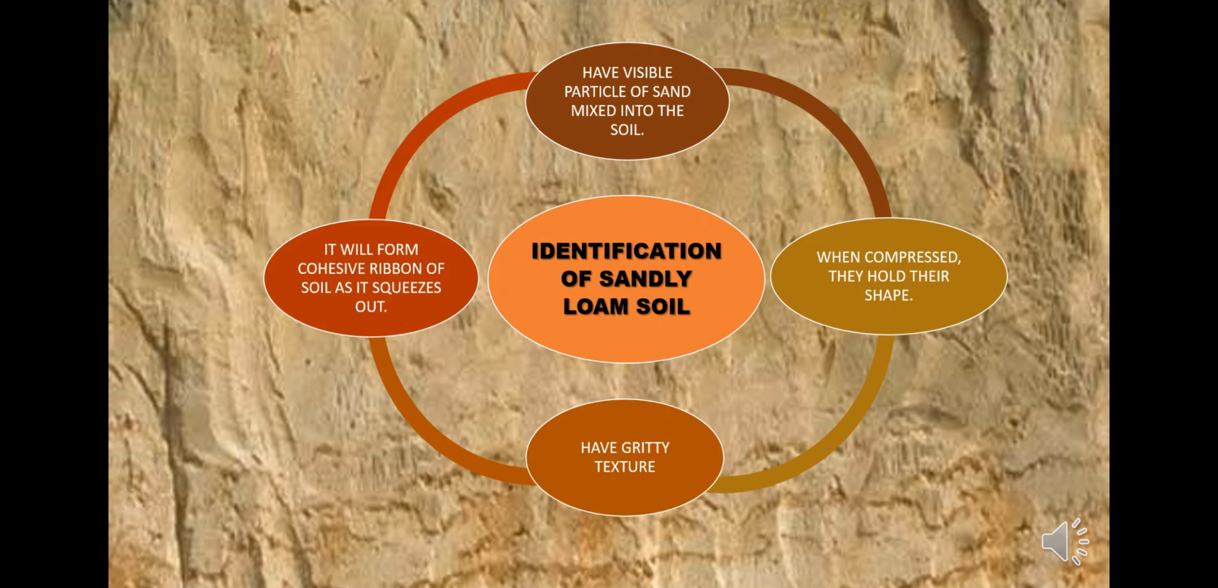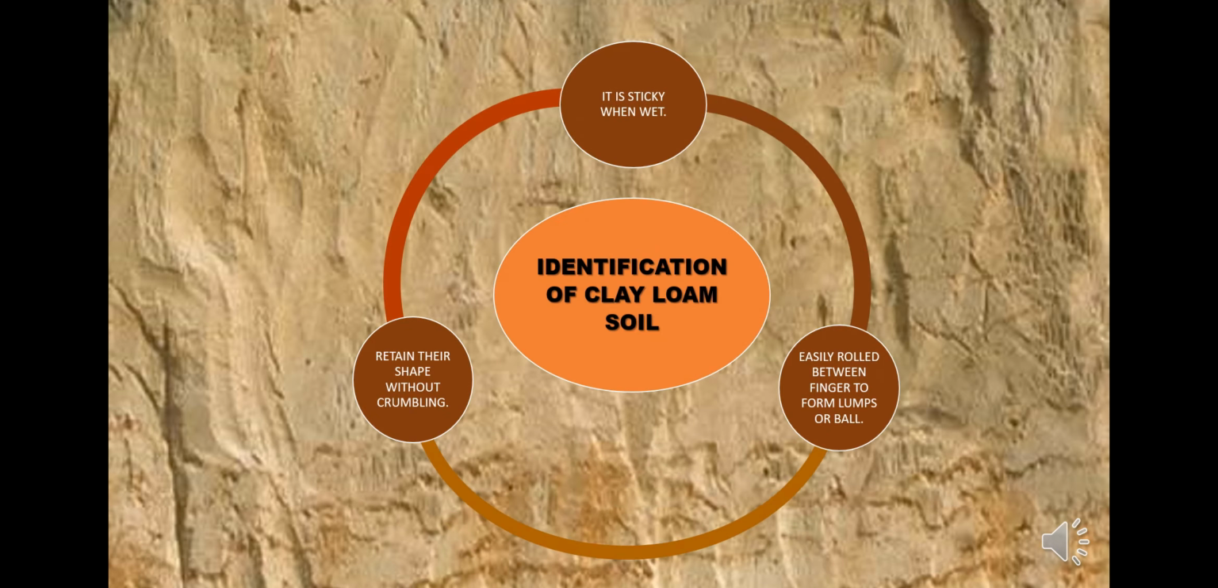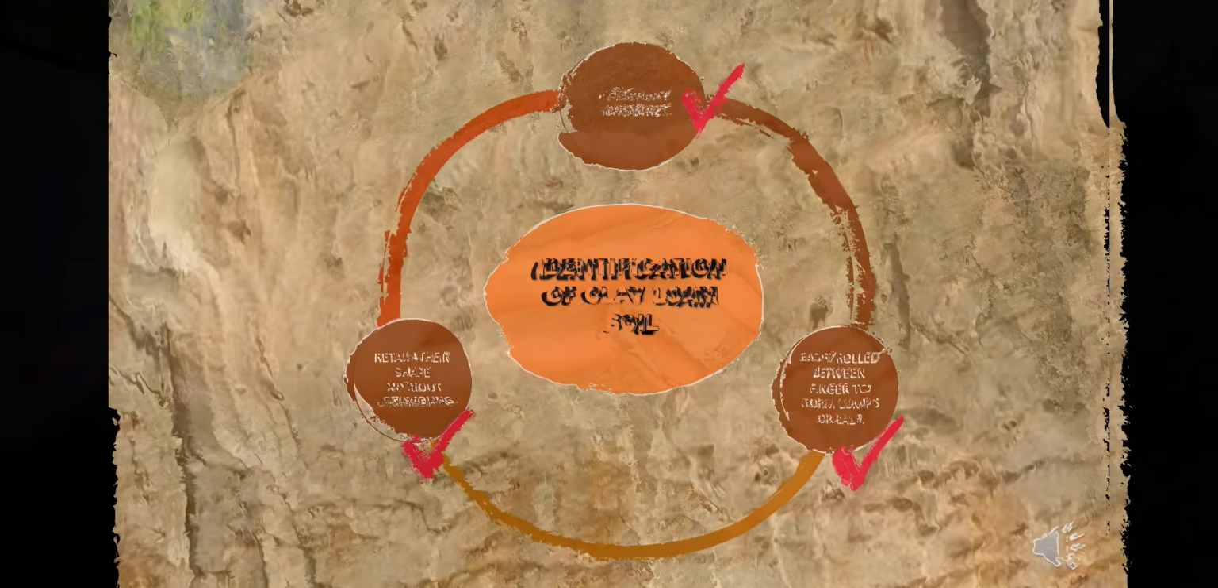And this is how you identify a sandy loam soil. First, it has visible particles of sand mixed into the soil. And when compressed, it holds its shape, has a gritty texture, and will form a cohesive ribbon of soil as it is squeezed out. The next one is for clay loam soil. The first one, it is sticky when wet, easily rolled between fingers to form lumps or balls, and the last one, it retains its shape without crumbling.